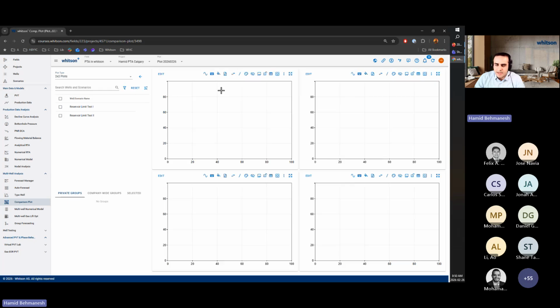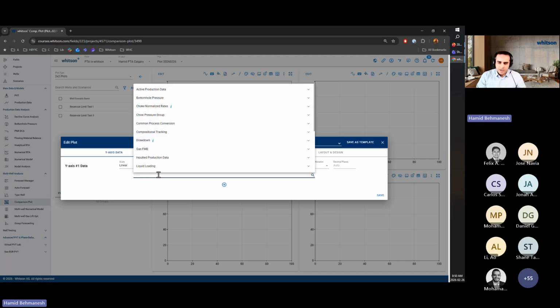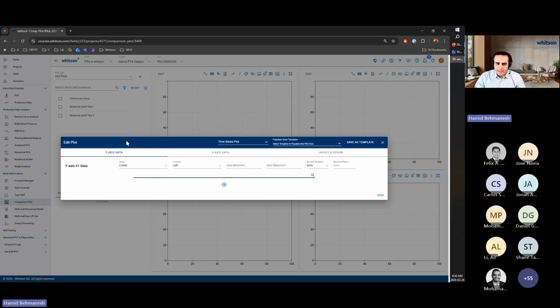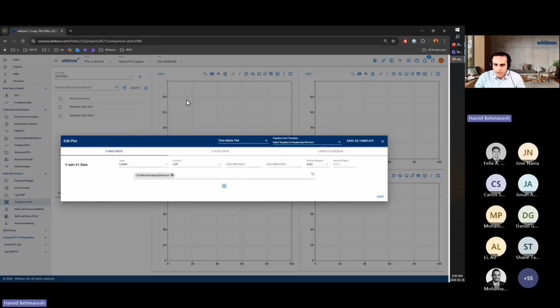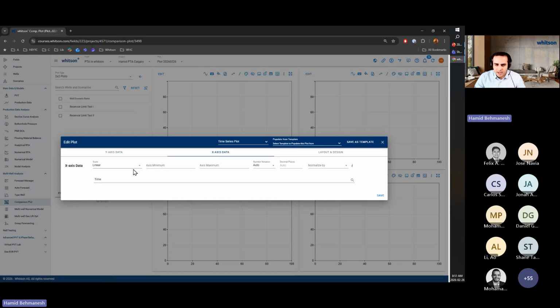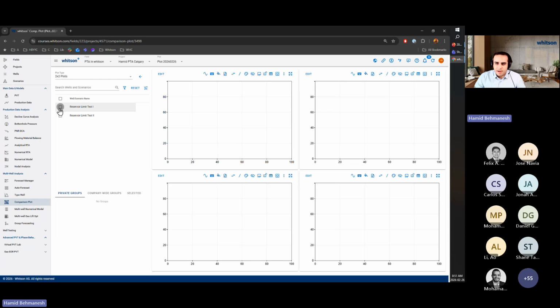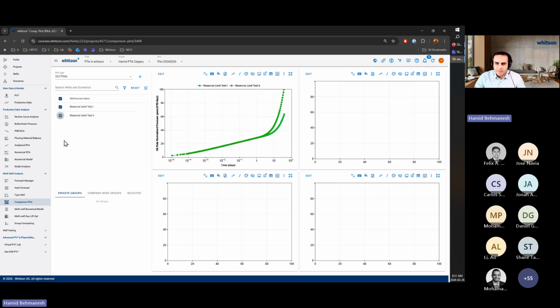This is the interface. In the first plot, click on edit, and over here, type in the y axis data: oil rate normalized pressure. If you type in oil rate normalized pressure, it's going to show up. On the x axis, we're going to leave it as time, but we're going to plot this on the logarithmic scale. Click save. And if I select my well, now it's going to show up. Select the other well, it's going to show up as well, right? This is essentially what we did.